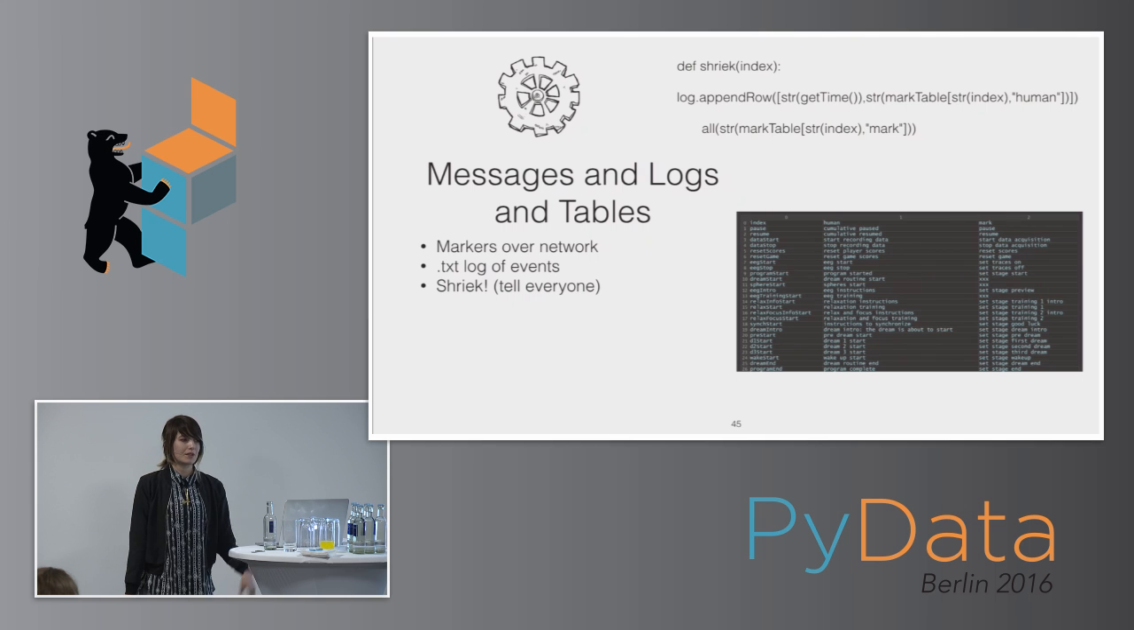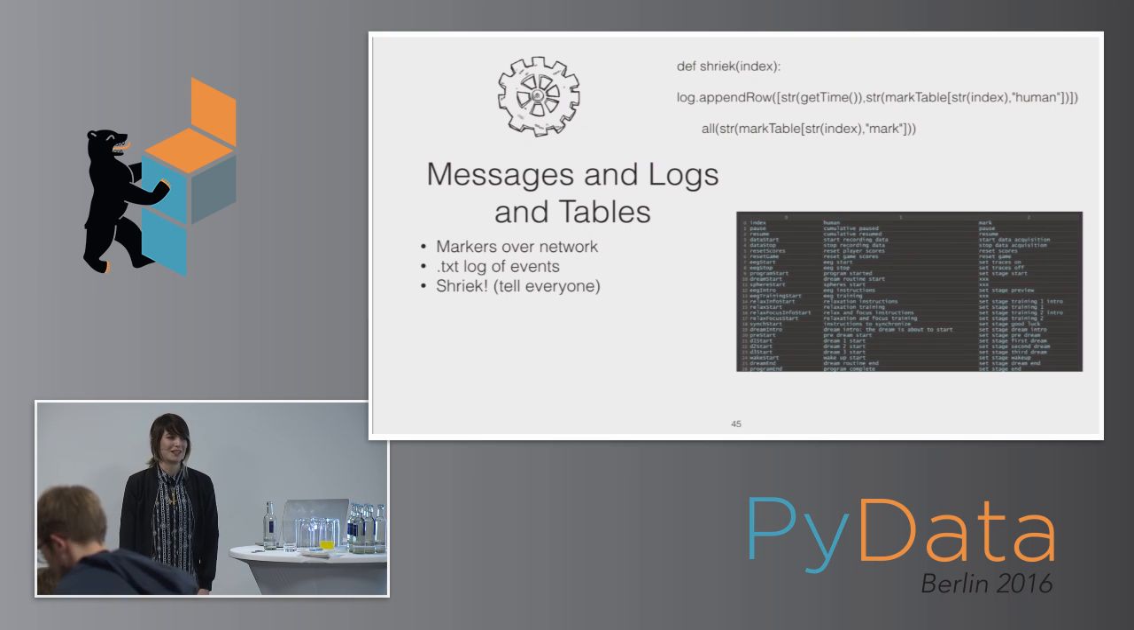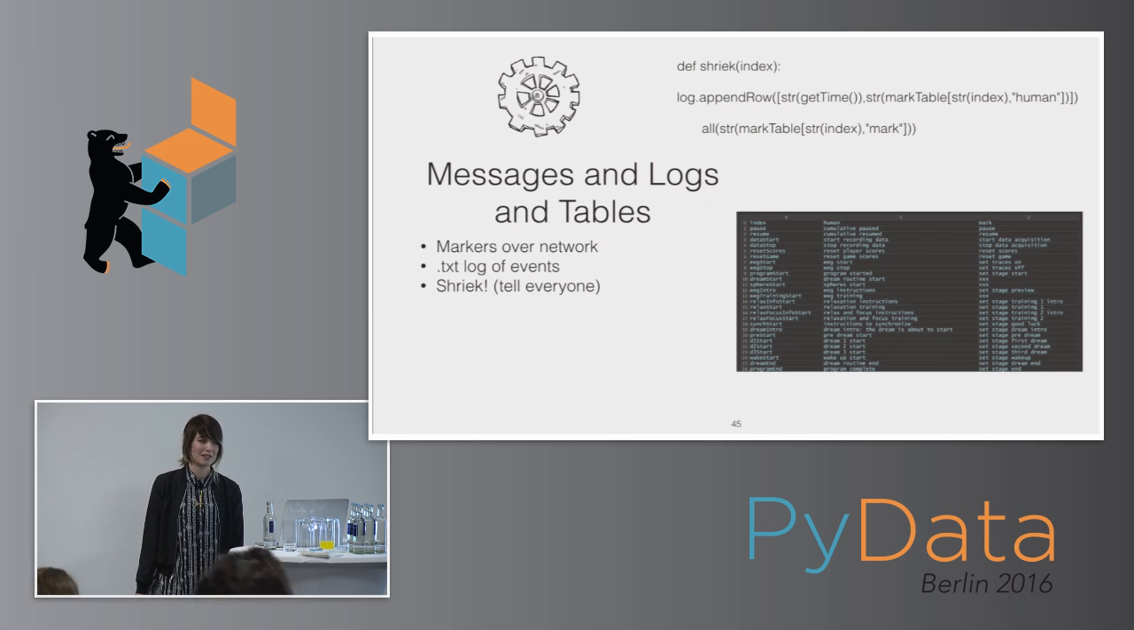Shriek is an elegant solution, or my elegant solution. It does everything at the same time. I can send marks over network so that the BCI can log it on their computer, and it also saves the events to my computer, and possibly it could do other things at the same time. People wanted to change the marks all the time, so tables, again, was the easiest solution.